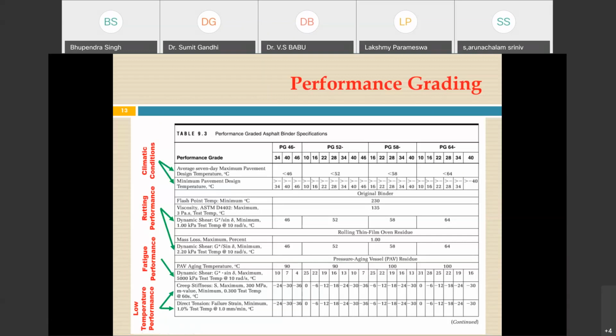So with the help of the bending beam rheometer, we get the lower temperature grade. If this criteria is fulfilled at minus 24 degrees Celsius, then our performance grade will be PG 46-24, and so on, depending upon at which temperature we are getting these values. So here we can see that many of the practical things that our binder has to face in the field are accommodated in performance grading.